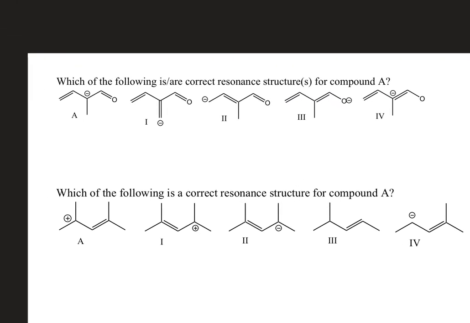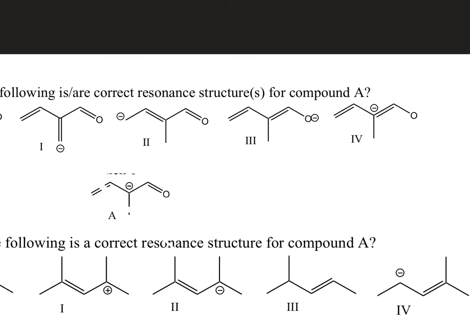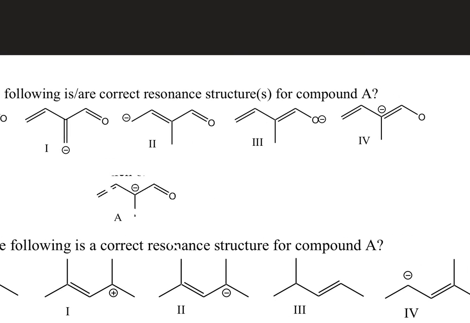All right, which of the following is or are correct resonance structures for compound A? So, right, this is compound A. Let me bring a copy of that over there so we can see it. I don't know why it cut off some of the structure. Sometimes the app does that, but good enough. All right, so which ones are resonance structures?